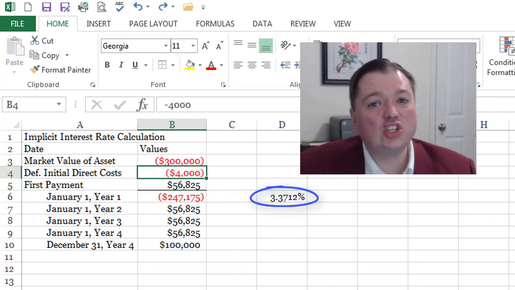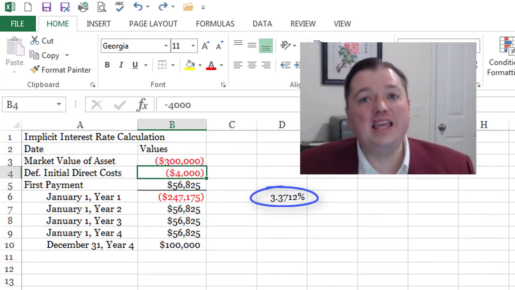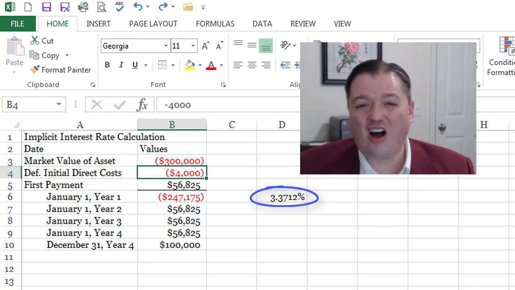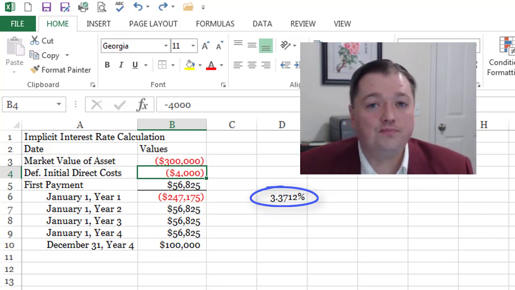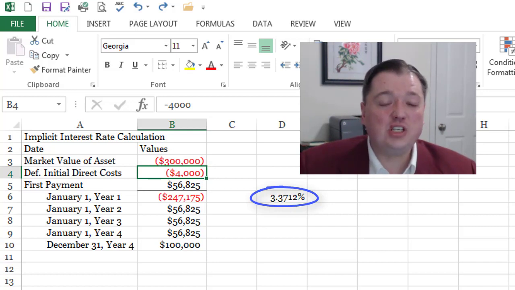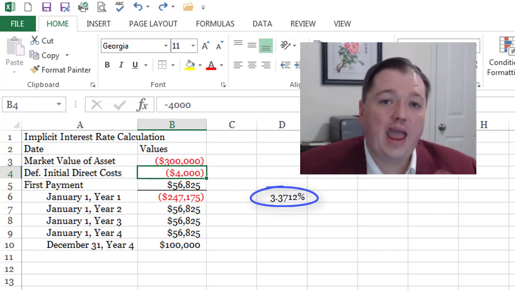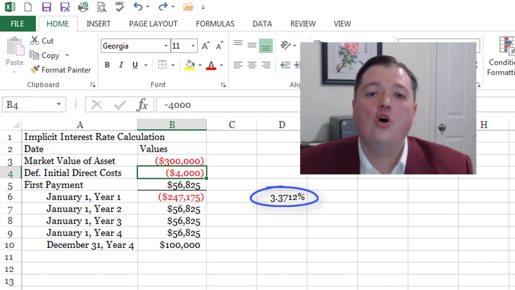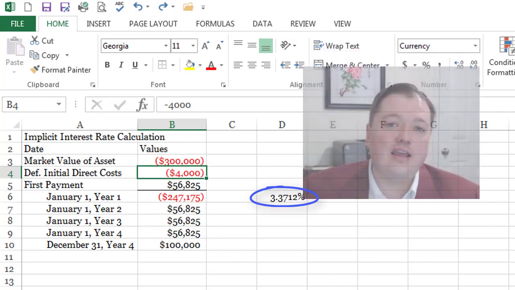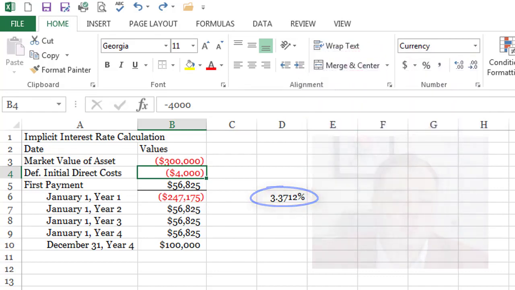But if we have to pay extra, now we're not making as much anymore because those initial direct costs drop our value. And that's what this implicit interest rate does, is it equates the reality of what we're really paying to make this lease happen, the asset and the initial direct costs, with what we're actually getting from our lessee. So that's what we're doing.